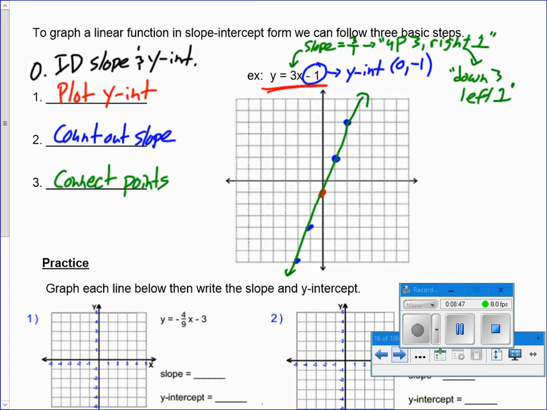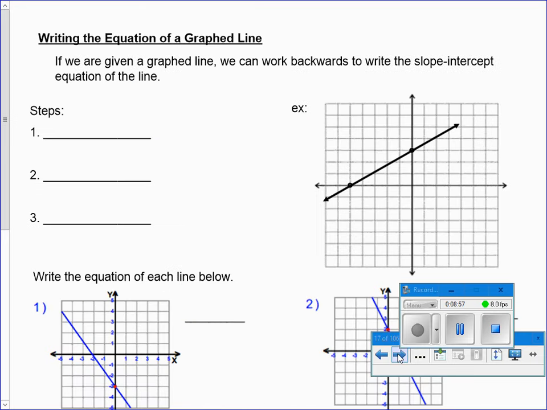Like we do with everything in this class, we like to work forwards and backwards, to make sure we really have a good understanding. So if we can take the equation and make the graph, what we should also be able to do is look at the graph and make the equation. So again, this is going to be a very similar process. We're just working in the other direction. So the steps are going to be about the same.